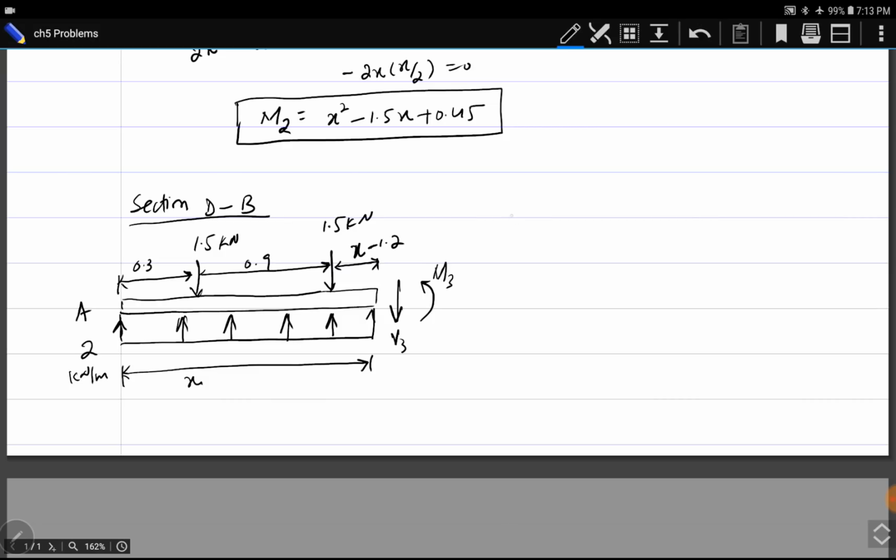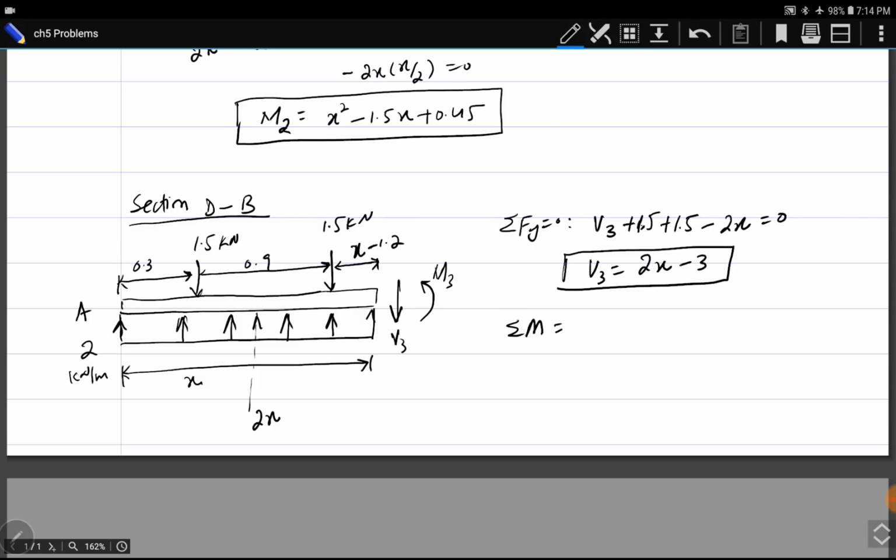Summation of forces in vertical direction is equal to 0. So we have V3. This distributed force can be converted into a concentrated force equal to 2x. So V3 plus 1.5 plus 1.5 minus 2x is equal to 0. V3 becomes 2x minus 3.